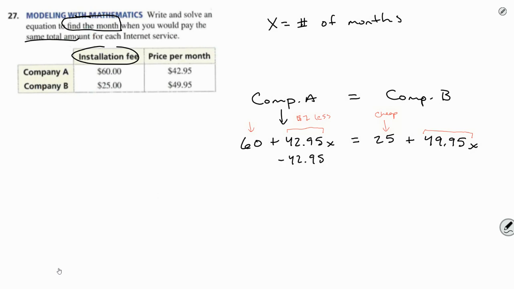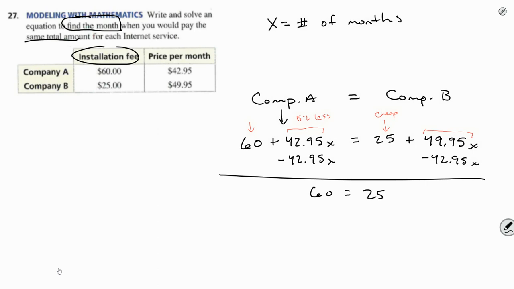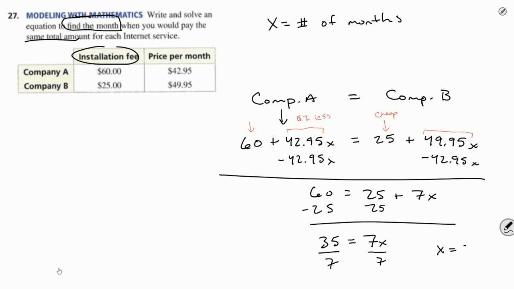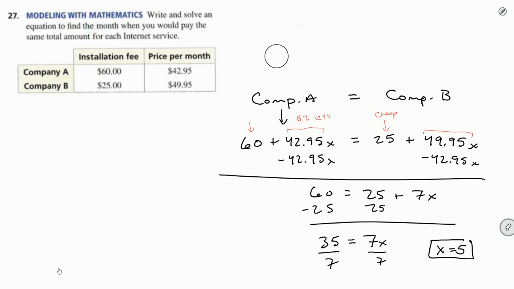So if we start working on getting all the variables to one side and everything else to the other, then divide by 7 to finish, we'll find out that after 5 months, the cost savings on installation is completely caught up for by the cost savings per month. If you go exactly 5 months, it doesn't matter which company you choose.